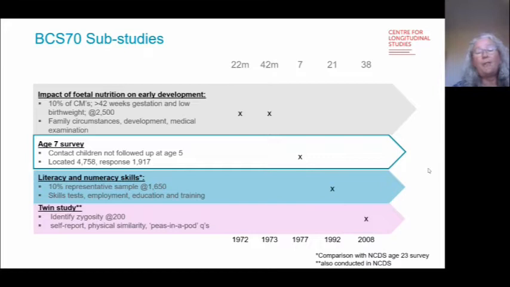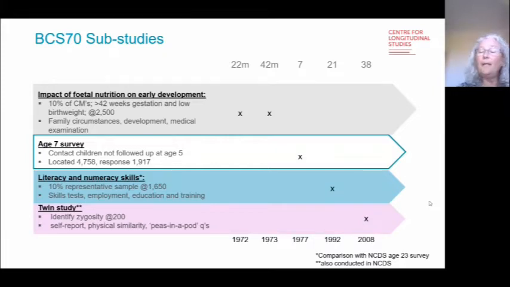There was also an age 7 survey, which was basically a contact exercise trying to locate cohort members who were not followed up at age 5. And 4,750 were located, and just under 2,000 responded to that. At age 21, a 10% representative subsample were given literacy and numeracy skills tests and asked about employment, education and training. And a similar study was also conducted in the National Child Development Study at age 23.